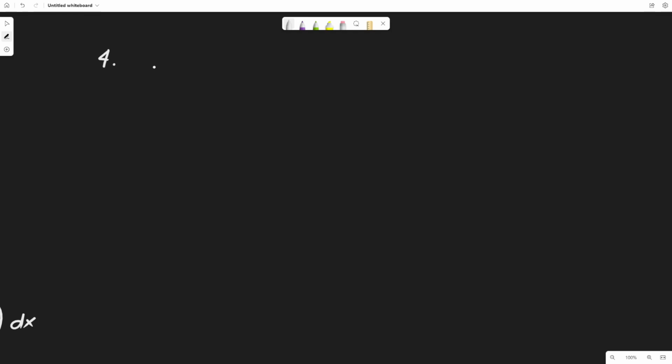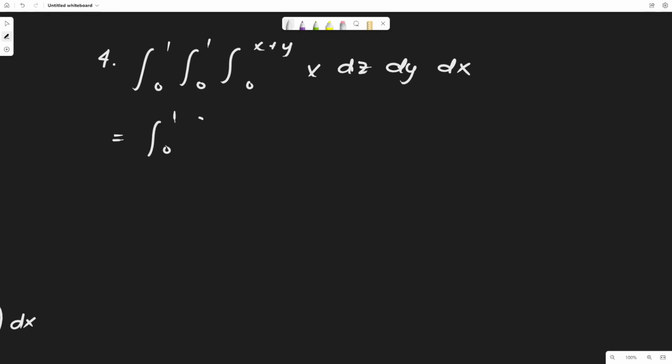So, we have the integral from 0 to 1, the integral from 0 to 1, the integral from 0 to x plus y of x dz dy dx, from the outside in. So, first, let's do the dz. We have from 0 to 1, from 0 to 1 of xz, evaluated from 0 to x plus y, dy dx.